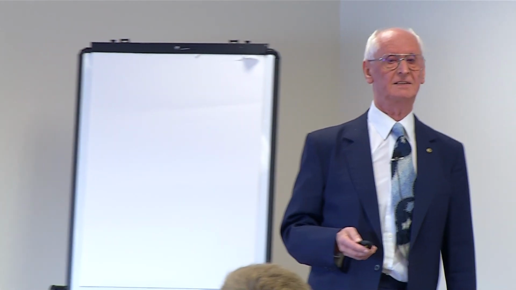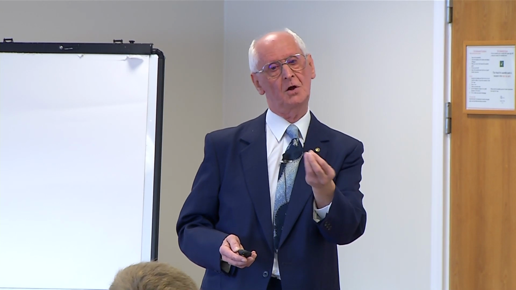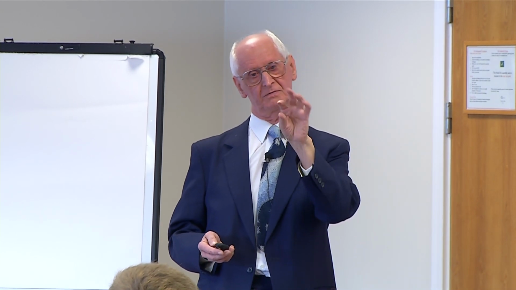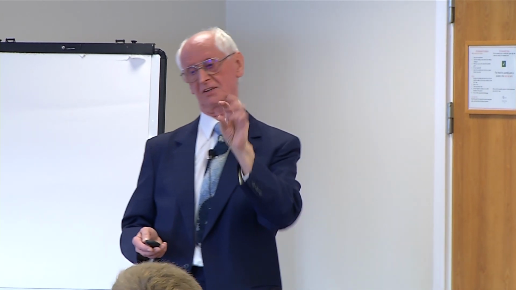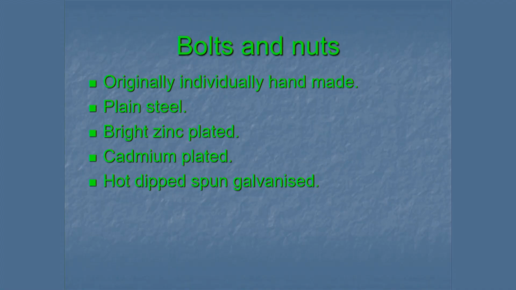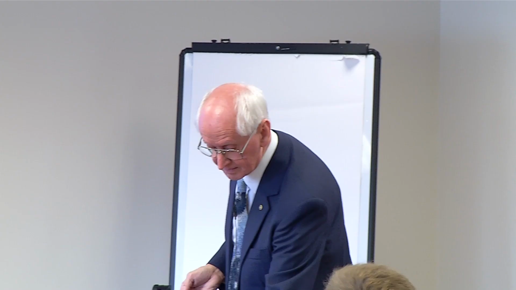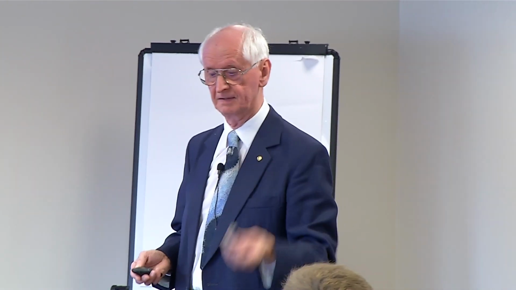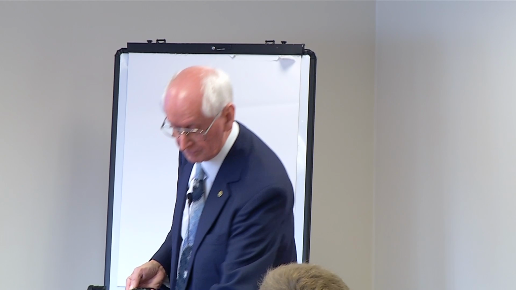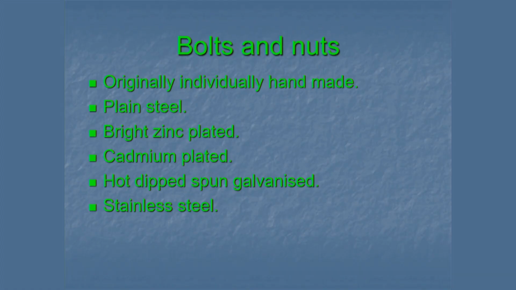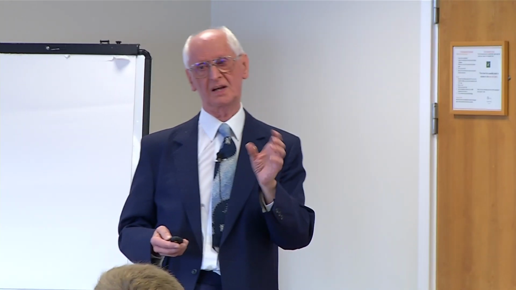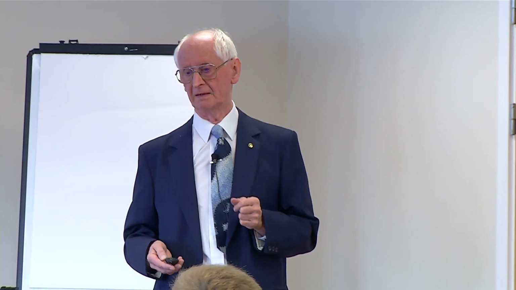Cadmium plated, again, as I said, you look at it, it's the gold with this sort of what I call a petrol-y colour effect on it. Hot dip spun galvanised, yes, really good. They will be grey, like this one. And stainless steel, which are a bit like BZP, but they have a slightly different colour, a different grey.